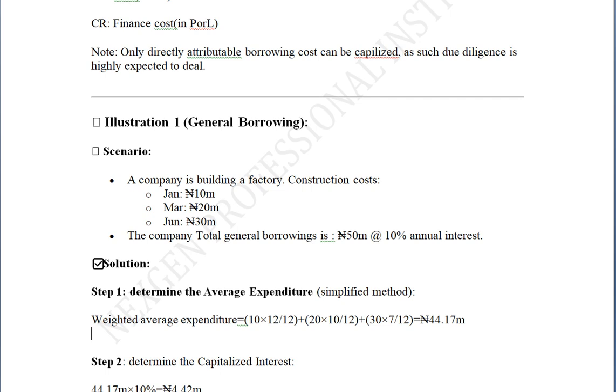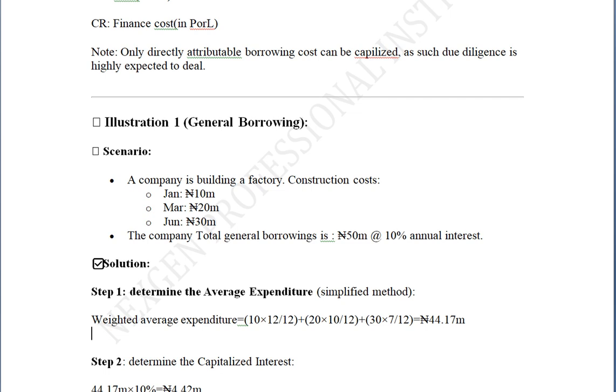Now, take for instance, if you borrow money now in January, you are going to pay interest from January to December. If you borrow money in March, you are going to pay interest only from March to December. If you borrow money in June, you are only going to pay interest from June to December. That is the meaning of determination of the average expenditure, as it were. You can do it directly. You can as well do it the way I'm going to teach you now, a very simplified way.